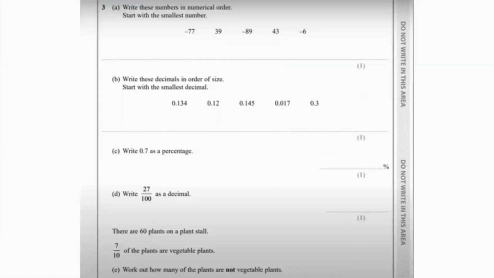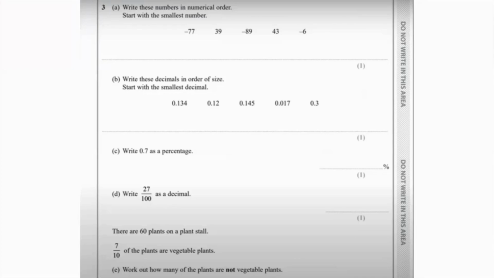Next question says to write these numbers in numerical order, starting with the smallest number. Remember, when you're given positive and negative numbers, negative numbers are smaller than positive numbers. No matter how big the number is, if it has a negative sign attached to it, the bigger the number is, the smaller it is.